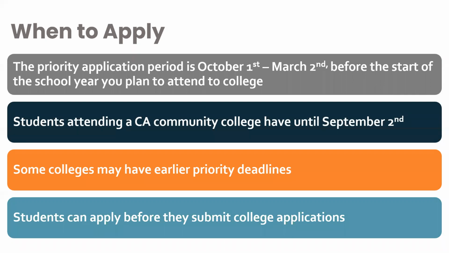Some colleges, primarily the four-year colleges or universities, might have earlier priority deadlines. So definitely advise students to check that out in case that might be the scenario for their college. And also let students know they can apply before they even submit college applications. It's okay if they don't know yet where they want to go, they haven't been accepted yet, or haven't even started the application process, they can still apply. And again, we encourage they start that application as soon as possible.